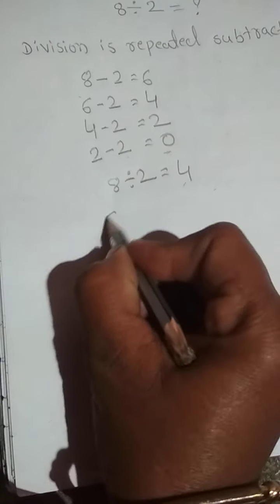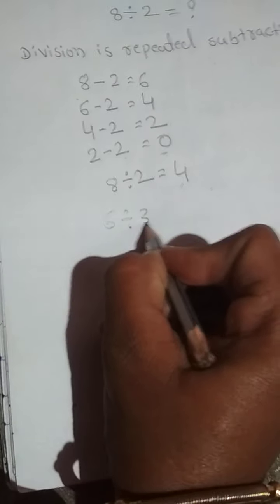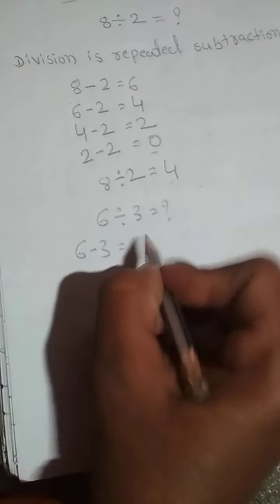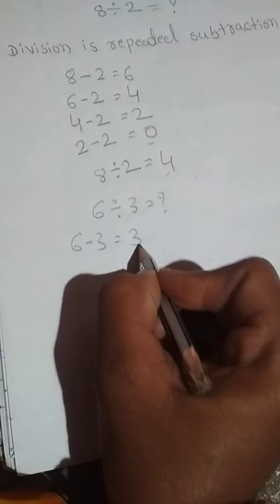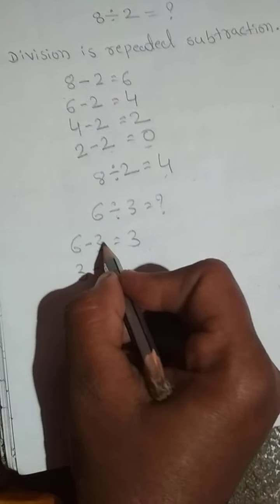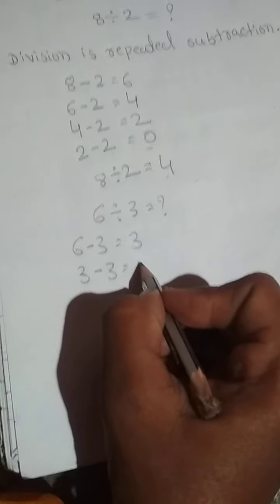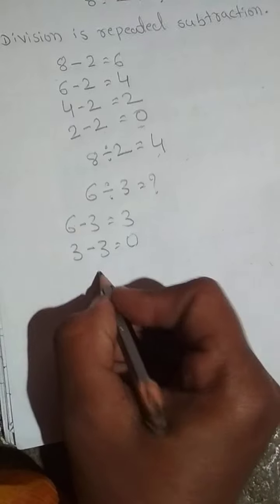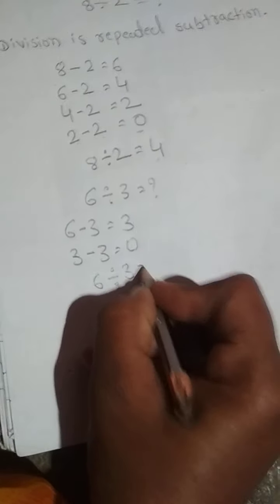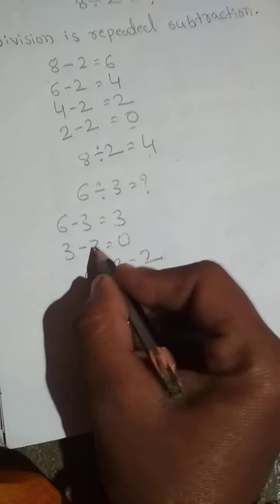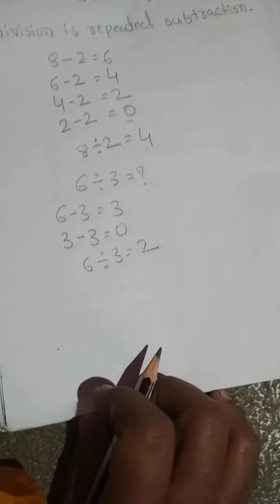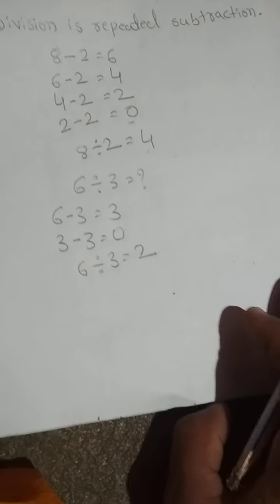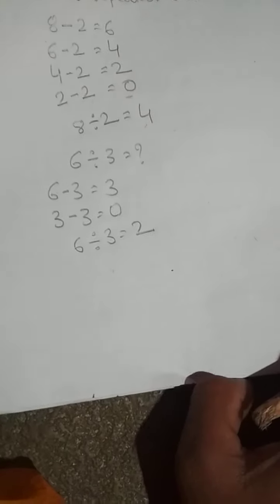Another example: 6 divided by 3 equals what? 6 minus 3 equals 3. Again, 3 minus 3 equals 0. How many 3's are there? 1, 2. So 6 divided by 3 equals 2. Division is repeated subtraction. And students, division is also making equal groups.